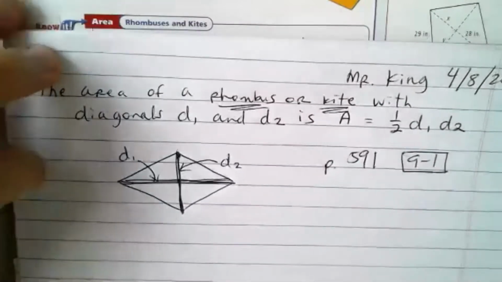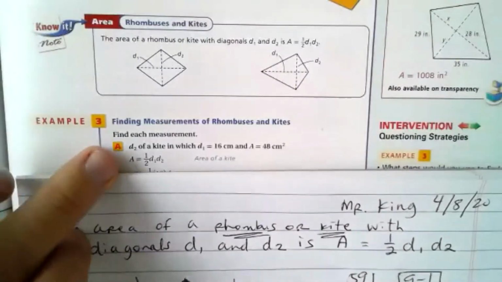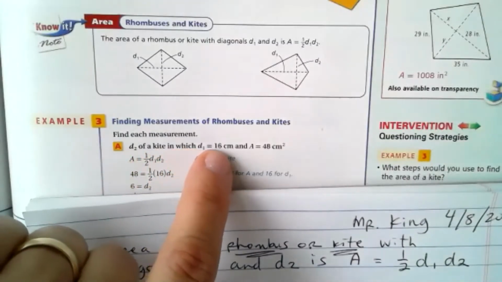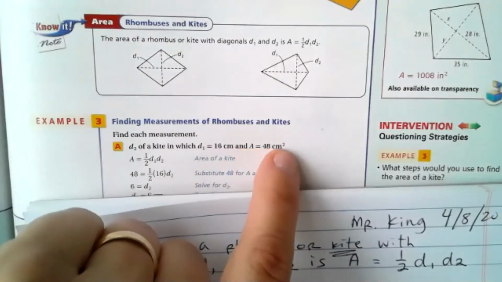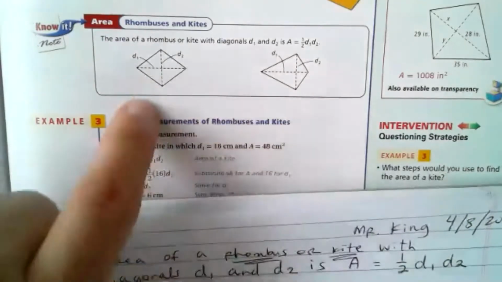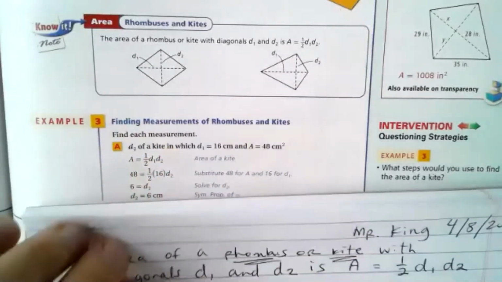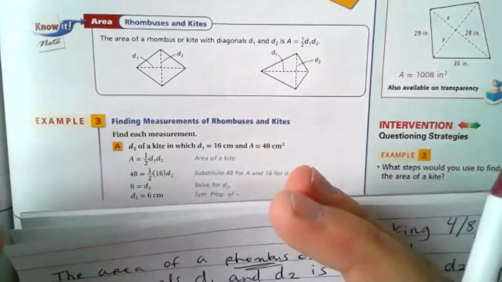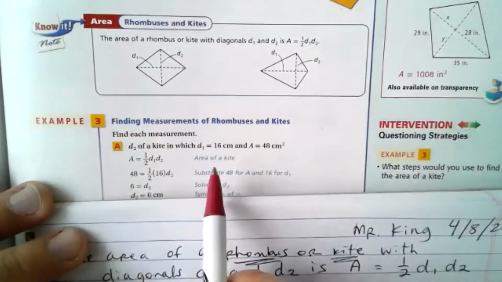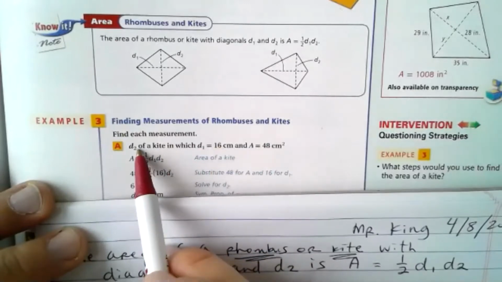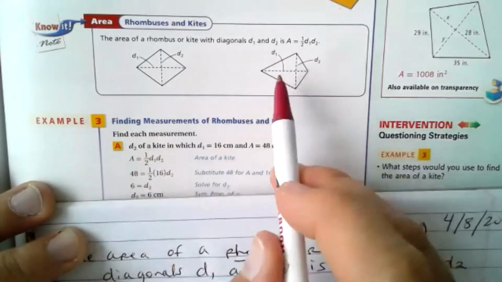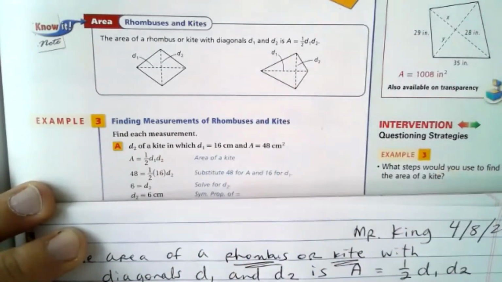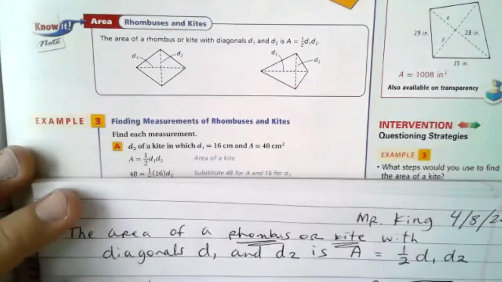All right, and let's go down to the next part, and let's see what example 3 says. D2 of a kite in which D1 equals 16 centimeters and A equals 48 centimeters. If you can interpret what that says already without reading what we're trying to do, you've already got a good grasp of what's happening. You're going to take an area of a shape, and you're going to know one diagonal length, but you're not going to know the other diagonal length, okay? So it's possible they could give you this length, but they won't give you this one, and that's what you're trying to find. So you're basically solving an algebraic equation at that point.